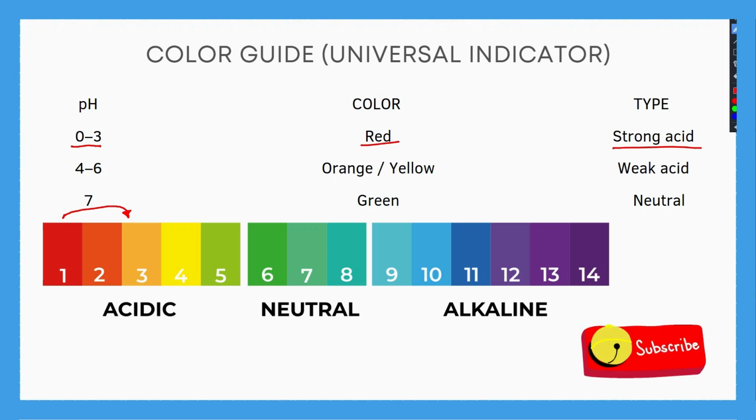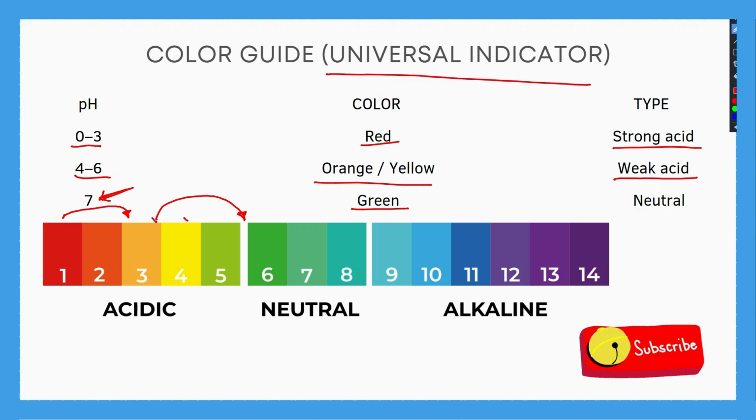If the pH value of a substance is between 4 and 6, which will start from somewhere here and end somewhere here, you can see the color is between orange and yellow, and that's what is indicated here. Now, when that happens, we say it is a weak acid. But when a substance has the pH value of 7 on the dot, 7 is at the middle point between 0 and 14, it will give off the color green. And when it gives off the color green using the universal indicator, we say that substance is neutral. And a very good example of a neutral substance is pure water.